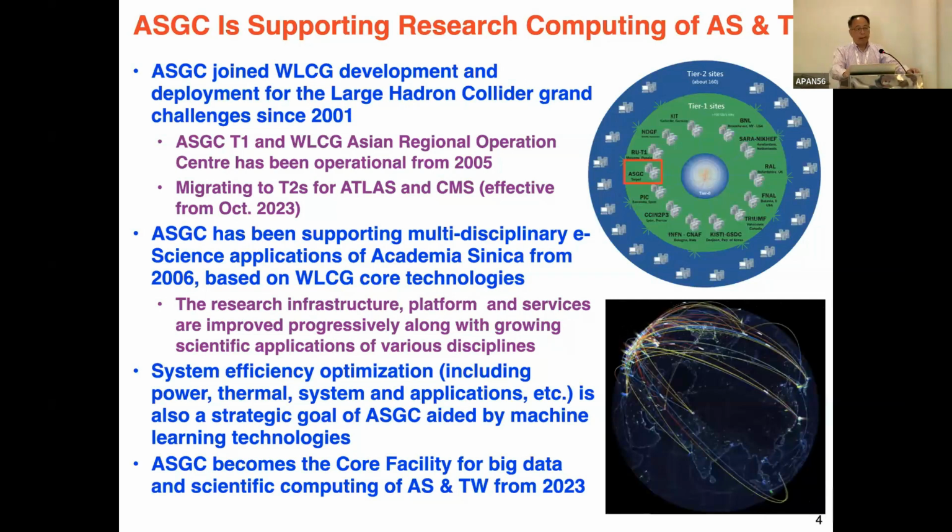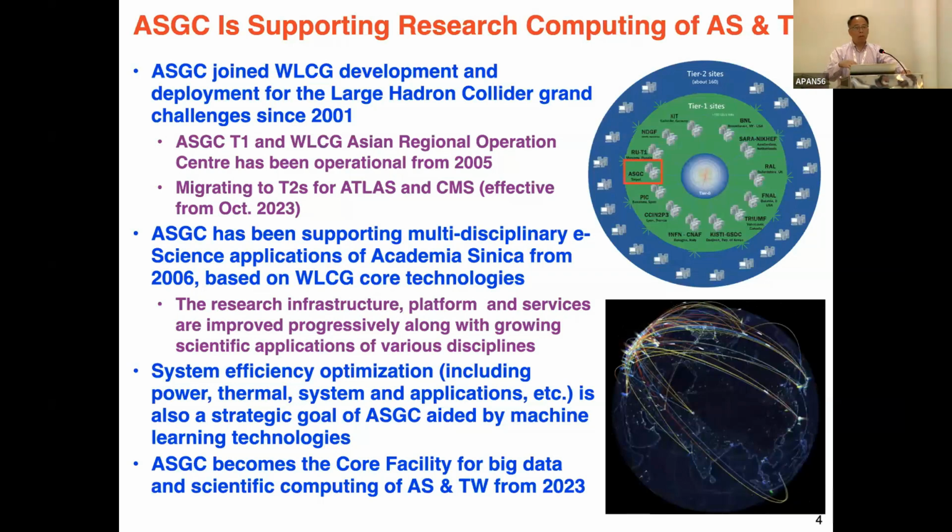About 10 years ago, we had a big data project inside our center. That's for the system efficiency optimization, covering the power and thermal in the data center, and also the system applications for the user services. So that's also a very important goal of our center.